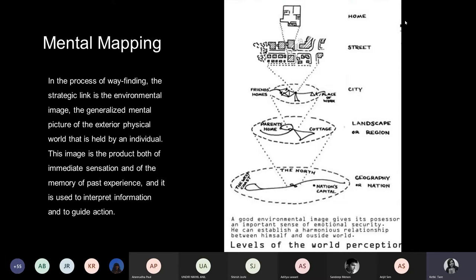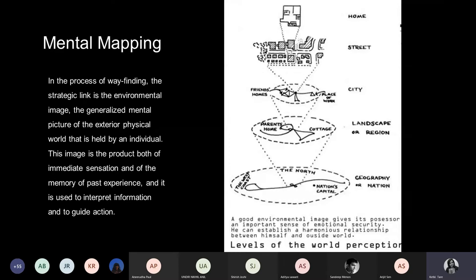So the image is a product of both immediate sensation and of the memory of past experience. Right? So it is heavily dependent on memory. So it is a variable. It varies from person to person how the space is perceived.